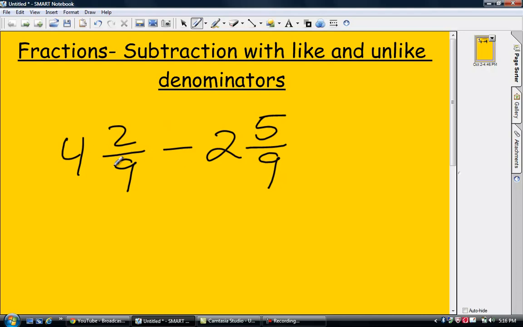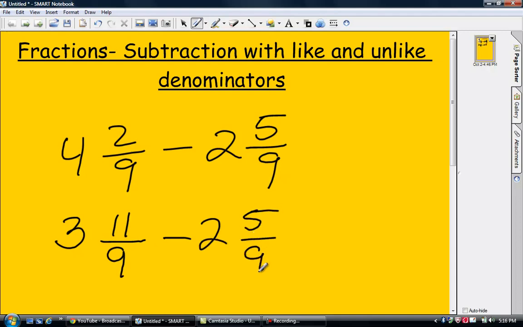So what we want to do is we want to borrow 1 from 4. Okay? And you simply need to do this. You make that a 3, add your 2 plus your 9, make it 11, and put that over your denominator. And now we're all ready to subtract, because this 11 here is greater than 5. So 3 minus 2 is 1. Bring over your denominator of 9. 11 minus 5 is 6.